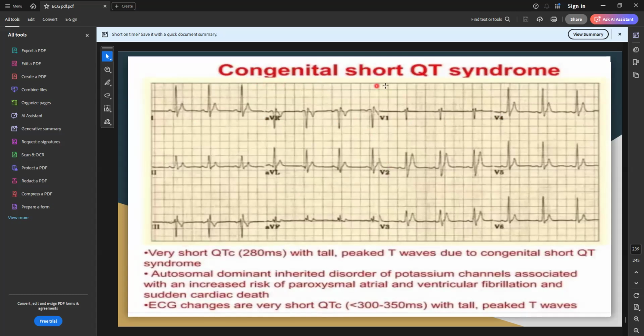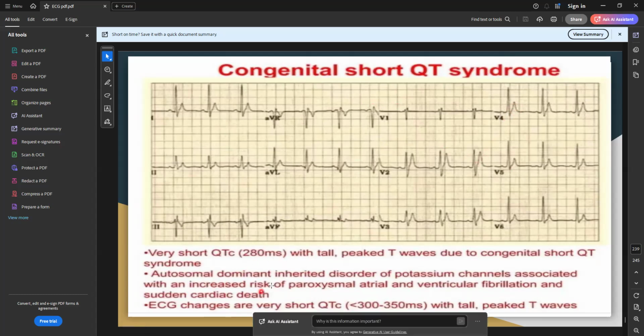Here you can see congenital short QT syndrome showing a very short QTc, that is the QT interval. See from here to here, it is very short, around 280 milliseconds, along with peaked T waves. The T waves are peaked. This is the QT interval, very small. Here you will take the QTc interval is short, but peaked T waves are present.